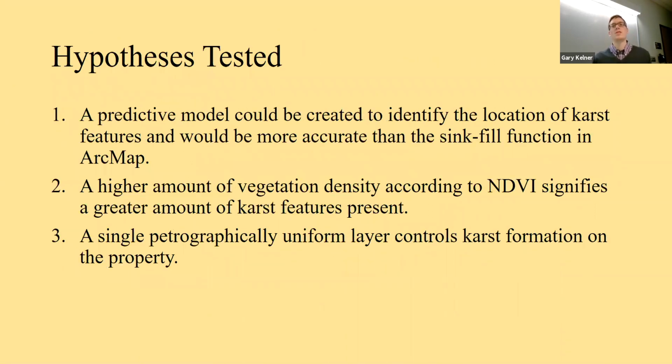Three hypotheses were tested during this thesis. The first hypothesis was that a predictive model could be created to identify the location of karst features, and it would be more accurate than the sink fill function within ArcMap. The second hypothesis was that a higher amount of vegetation density according to the normalized difference vegetation index, or NDVI, signifies a greater amount of karst features present. The third hypothesis was that a single petrographically uniform layer controls the karst feature formation on this property.